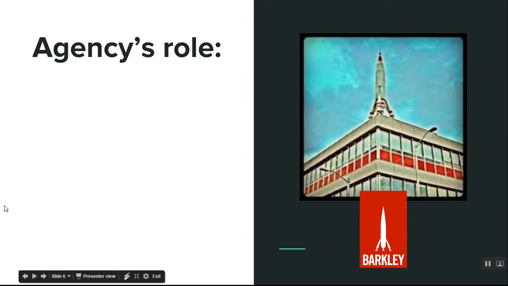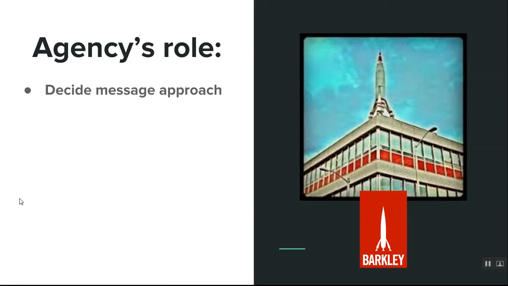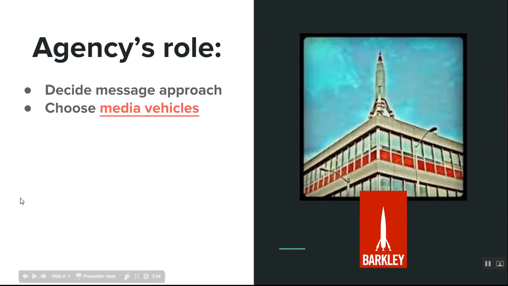They decide the message approach, and that means they decide whether the ad should be in print or TV or web or any combination. They decide whether the ad is funny, whether there are celebrities involved, all the basic decisions about what the final ad will look like or sound like.